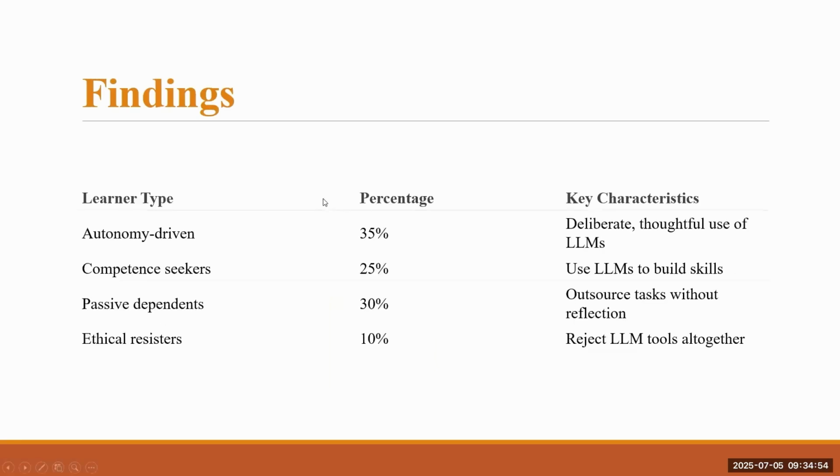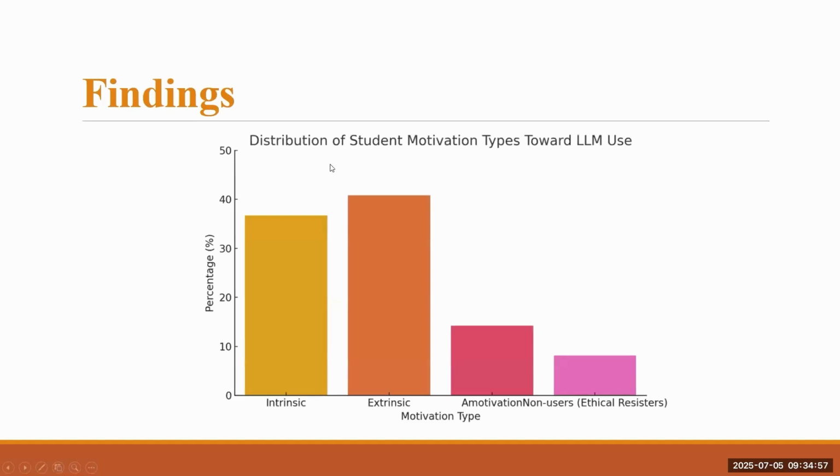Here are the very preliminary findings. About 37% of students showed intrinsic motivation, using the large language models because they enjoy it. Around 41.7% were extrinsically motivated, aiming for good grades. 47% seemed confused or uninterested, and 9.8% still did not use the LLMs at all.